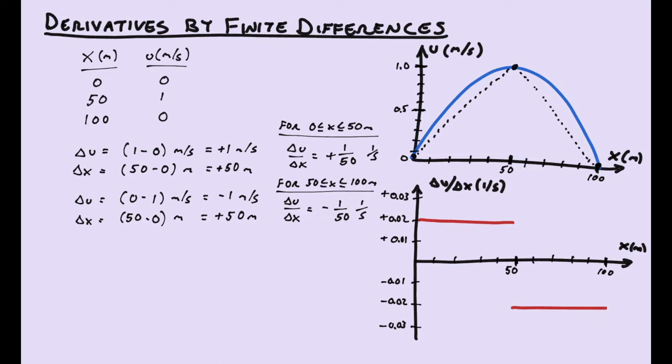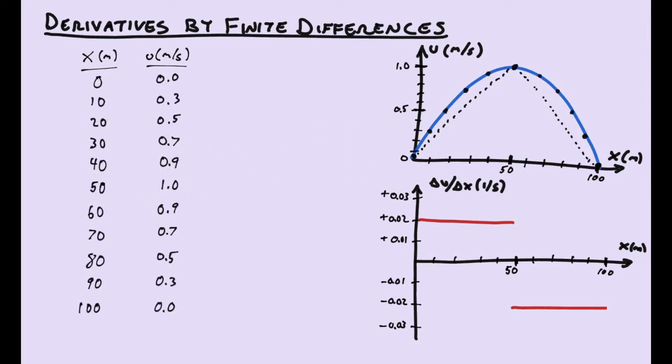But as you can see from the dotted line, it's not following the slope of the blue curve that closely. It's a rather crude approximation. Similarly, between the second 2 points, I have a delta u of negative 1 meter per second, and the delta x is the same, positive 50 meters. So delta u over delta x is negative 1/50th, 1 over seconds. I've plotted this coarse finite difference approximation of the derivatives below in red. So for the first half of the domain, it's positive 0.02 1 over seconds. For the second half of the domain, it's negative 0.02 1 over seconds.